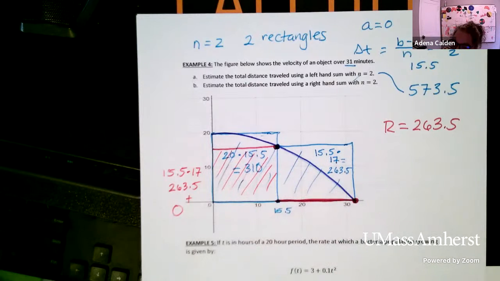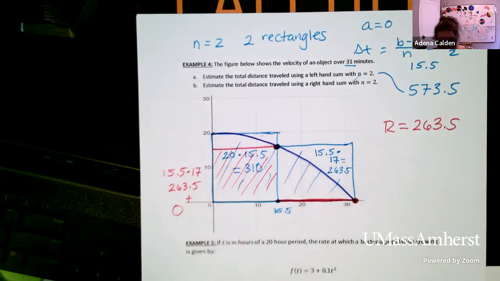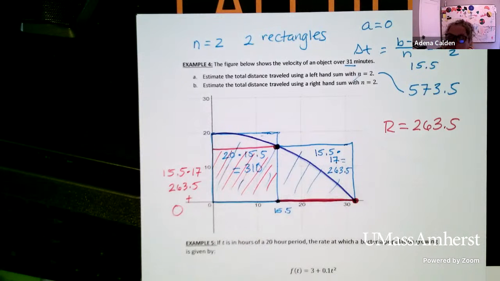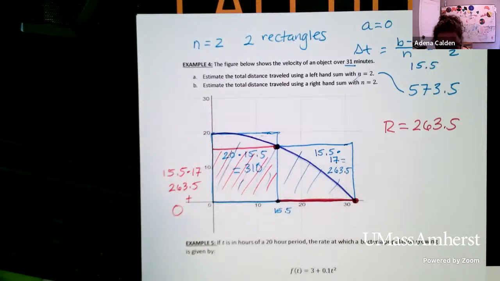And I can see here that my left-hand approximation is an overestimate because I have more area than what's under the curve. And that my right-hand approximation is an underestimate because I have less area than what's under the curve. Okay, so even though we're doing things algebraically, they also translate to graphically, and we do need to be able to go back and forth.